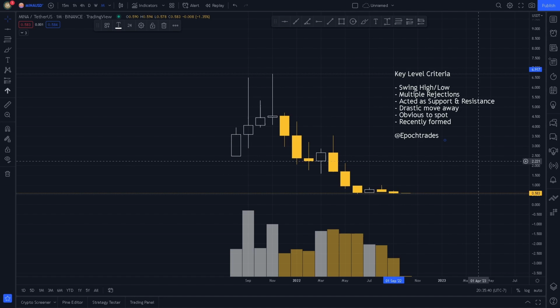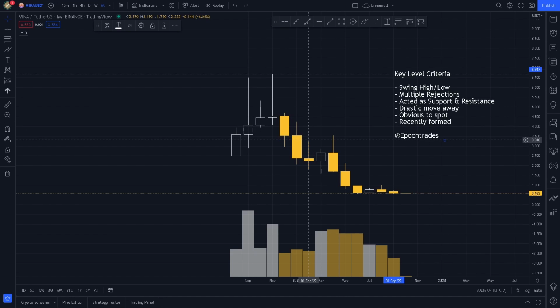Today we're going to be covering key levels on the higher time frame, specifically the monthly and weekly on MINA. Now, as always, our key level criteria is what we look for, and we want to look for swing highs and swing lows, multiple rejections, acted as support and resistance, drastic moves away, obvious to spot, and recently formed.